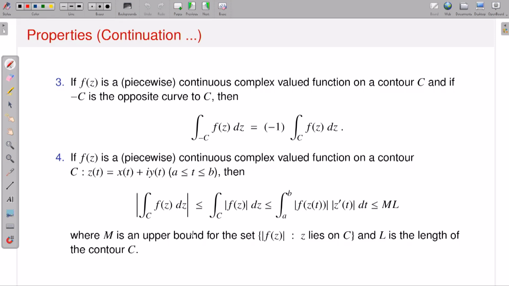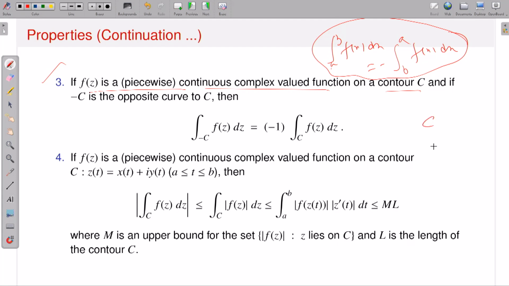Okay, another two properties. It says that if I have a continuous piecewise complex valued function on a contour C, and given a contour C, I have defined what is minus C, the negative of that curve. For example, with the integral from a to b of f(x) dx, compare with Riemann integrals: if I change ab to ba, there will be a sign change. That means this is the same as minus the integral from b to a of f(x) dx. But this is an interval.